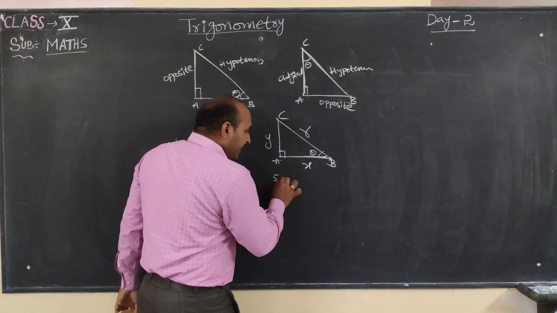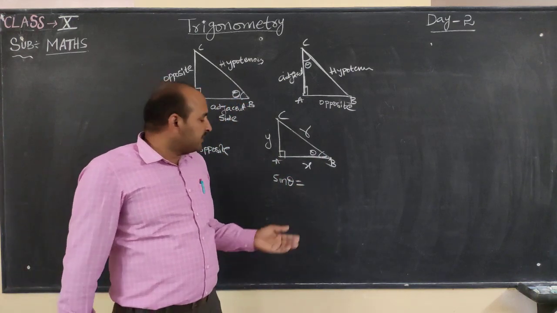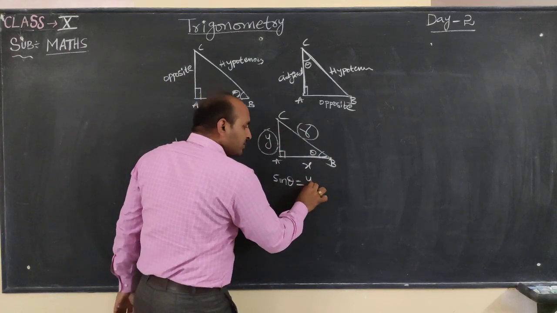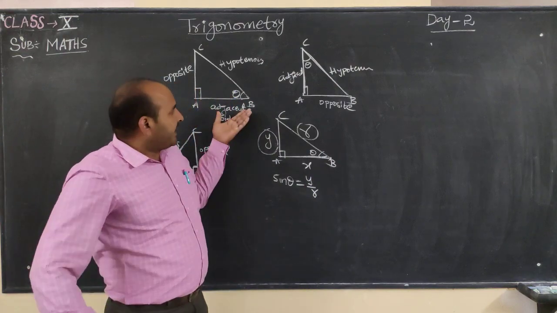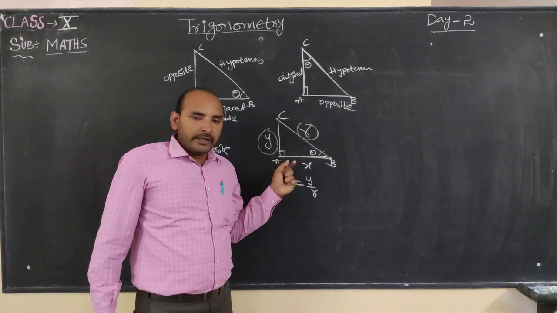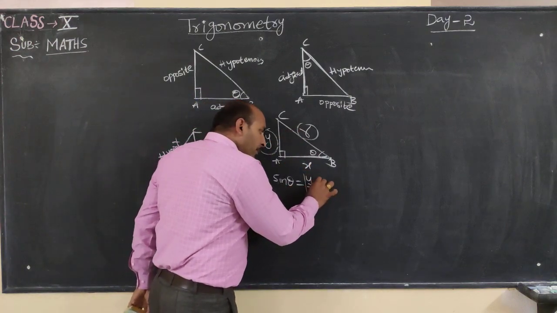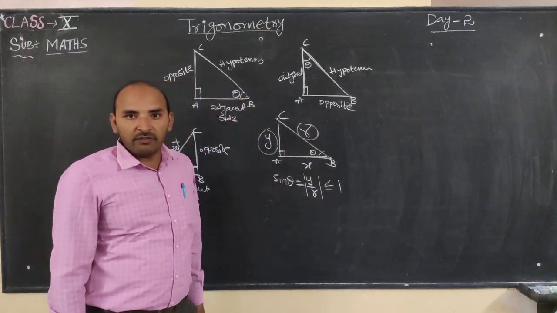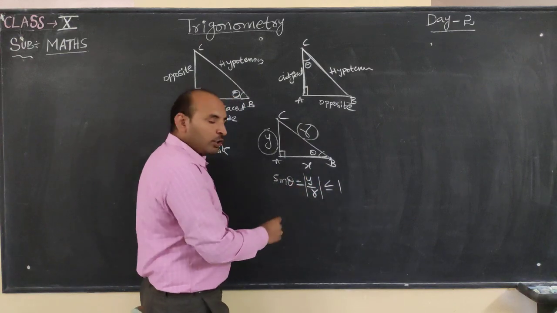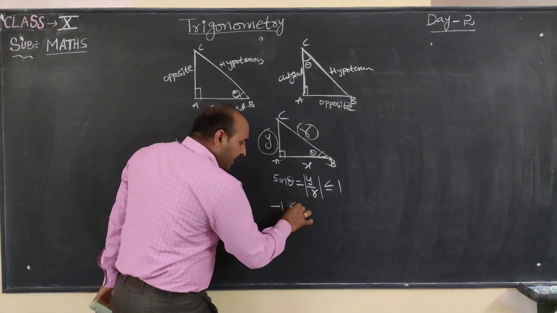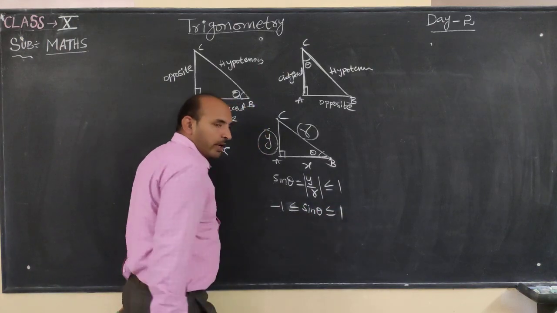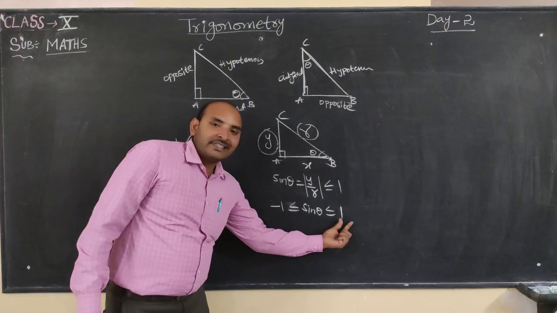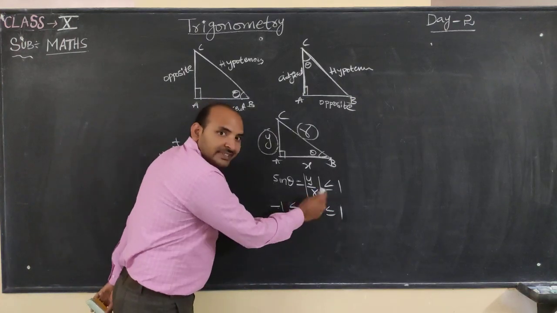So now what is sin theta? We already discussed in the last class. The sin theta formula is opposite side by hypotenuse. Now you are taking an acute angle, 0 to 90 degrees triangle. The acute angle must be positive, and sin theta is always less than or equal to 1. We have the formula minus 1 less than or equal to sin theta less than or equal to 1. According to the trigonometric ratio, this is the minimum value and this is the maximum value.